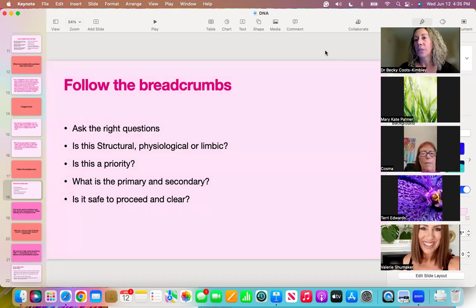We also want to make sure, if we're working on anything, and again, this is anything, structure, physio, or limbic, that is it a priority? Is it safe to clear? Can I keep proceeding? As you're mapping and going through your conversation with the nervous system, you're constantly asking yourself, am I okay? Is this safe? Can I proceed? Is this a priority? Nope. Okay, well then I need to go do something else. Is this a priority? Yes. Okay, then I can clear this. I can work on this, whatever it is.